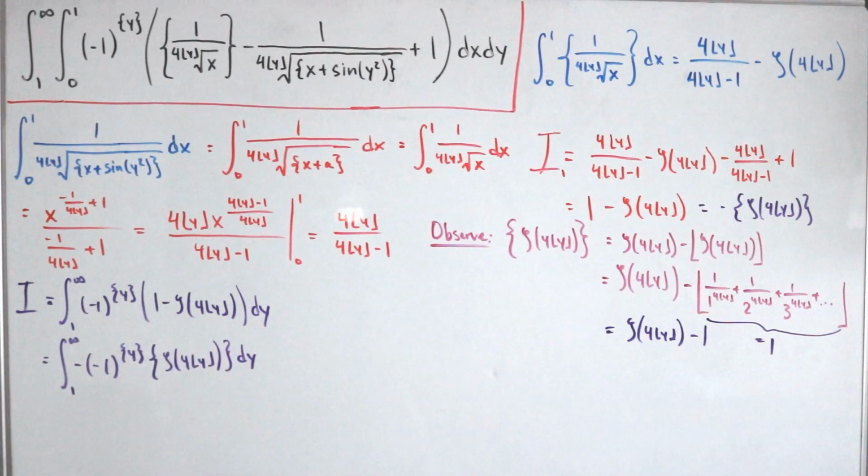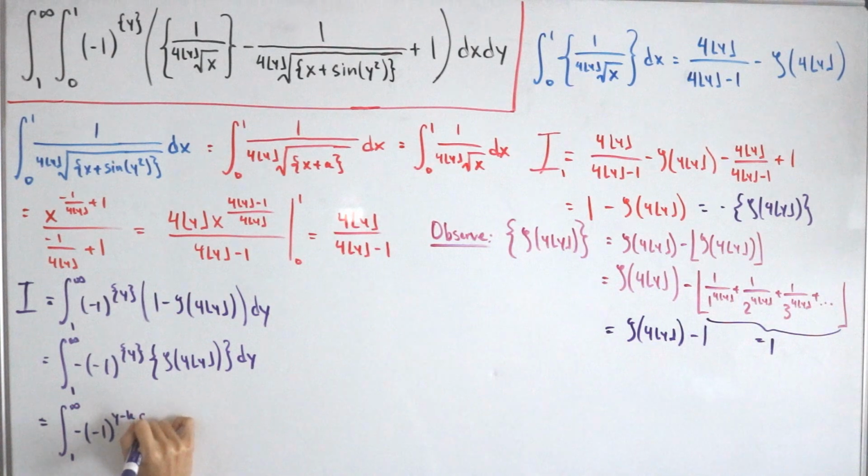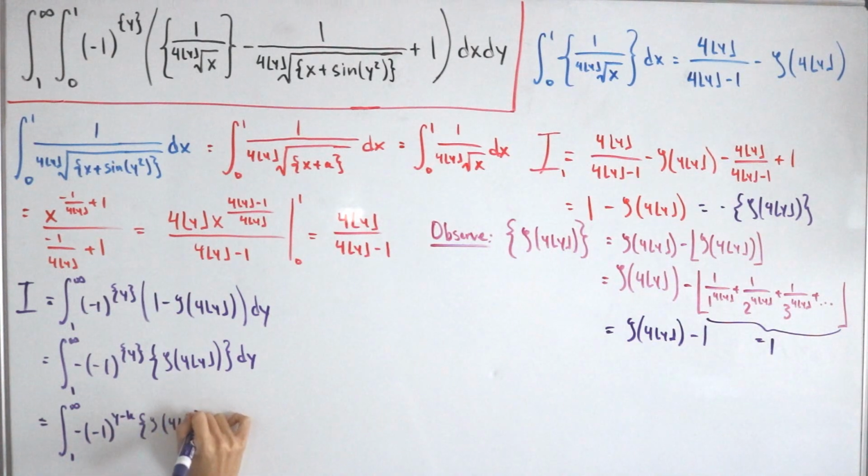Okay, and so to continue forward, what we'll do is, of course, utilize the definition of a floor function. We'll say that floor of y is equal to k such that k is less than or equal to y, which is less than k plus 1, for all integers k. So now putting this back in, we have the integral from 1 to infinity of negative 1 to the power y minus k, and then the fractional part of the Riemann zeta of 4k, and dy.